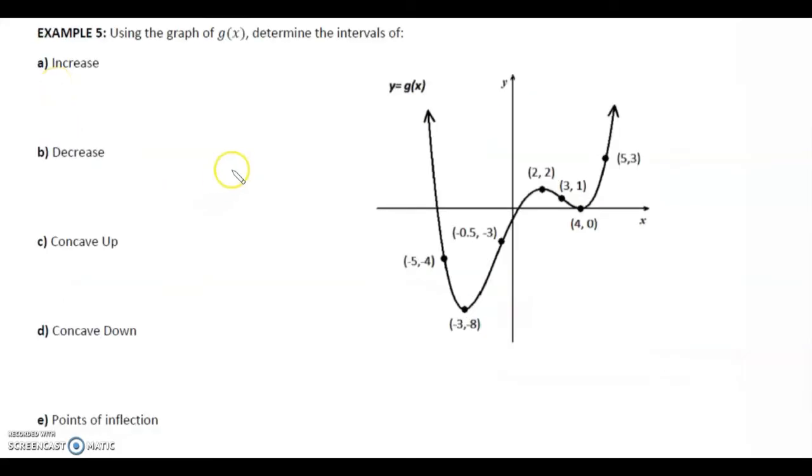So example 5, use the graph of g at x to determine the intervals of increase. This is kind of putting everything together. So an interval of increase is going to go from -3 to 2, because we're going up in y values. So -3 to 2. Then another interval of increase is going to go from 4 to infinity.